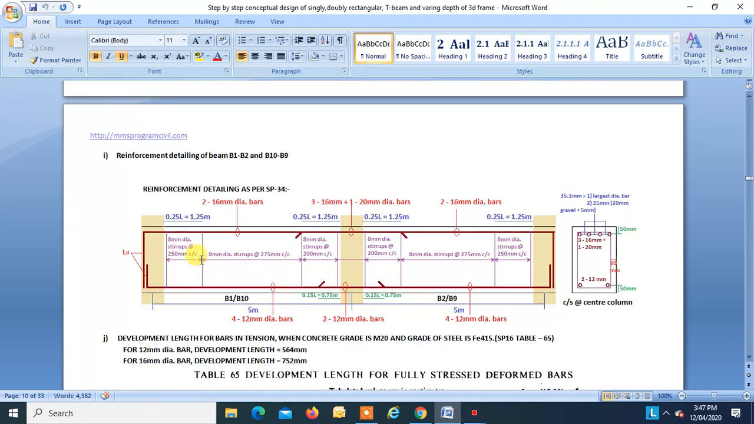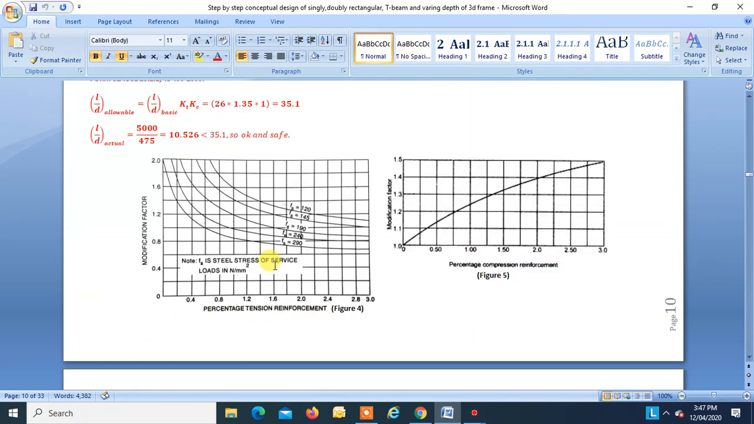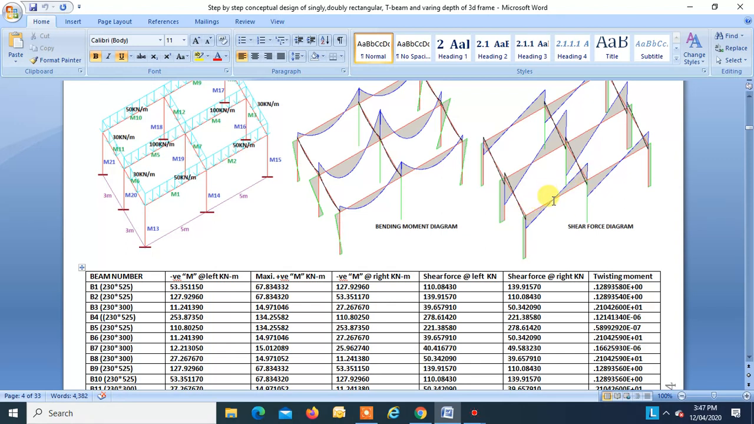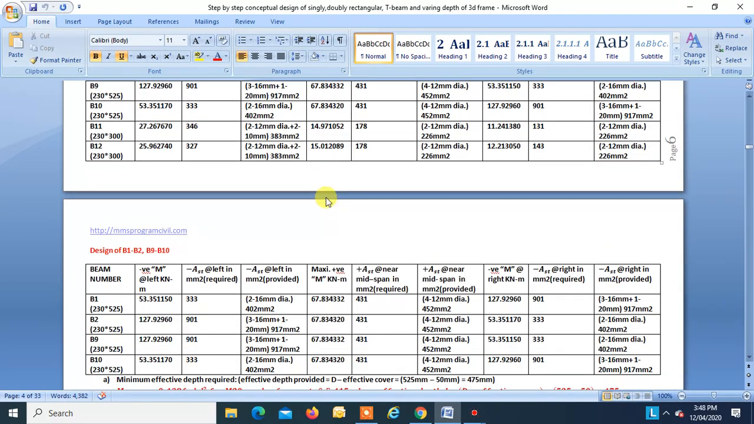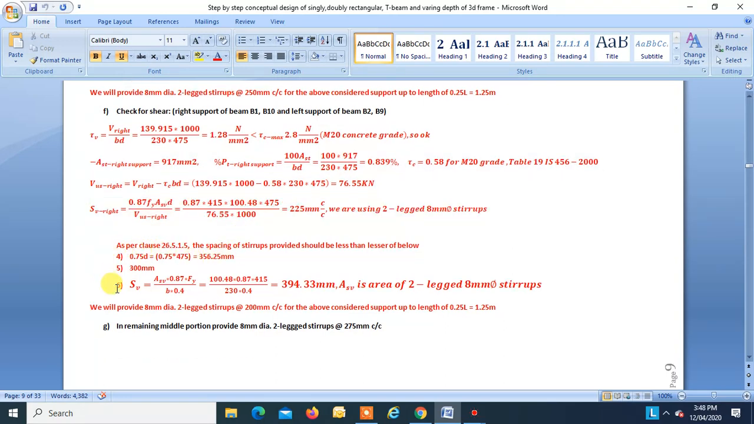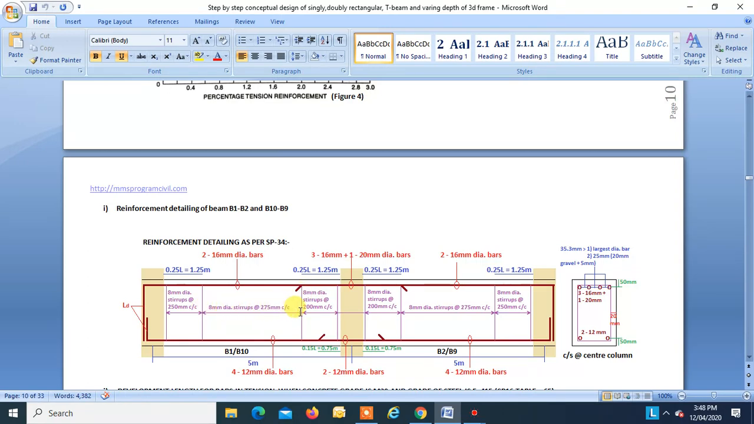Now, as we know, as we go towards the center, the shear force reduces. We can also see this in the shear force diagram. As we move towards the center, we see the shear force gets to 0 at one place, right? So in this in-between area, we will provide minimum stirrups. Nominal stirrups have to be provided in that area. The maximum spacing of stirrups that you can give is the lesser of these three. This is 356, this is 300, this is 394. The maximum spacing you can give is 300, but we will provide 275. We will provide two-leg stirrups about 275 mm center to center. So this is how we provided these 8 mm dia stirrups about 275 mm center to center in the remaining in-between area.